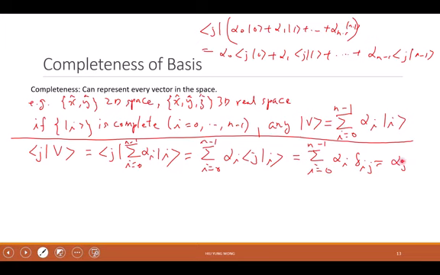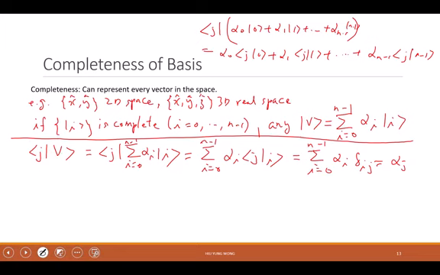And you can see it from here already. <j|0> is 0. <j|1> is 0, until <j|j> is 1. And then <j|n minus 1> is 0. You only have alpha j left. Make sense? So alpha j equals this one.